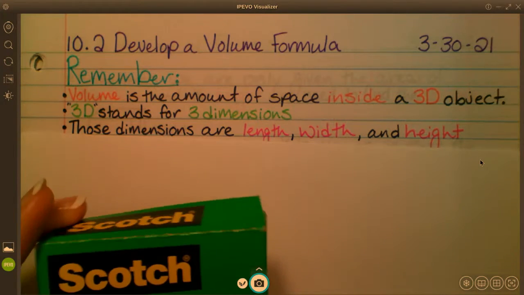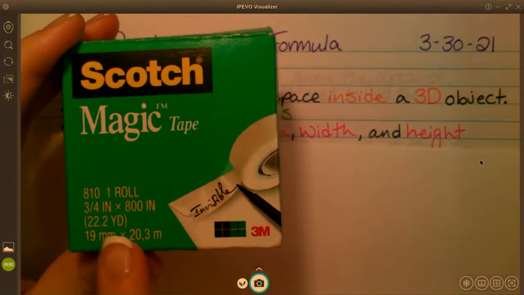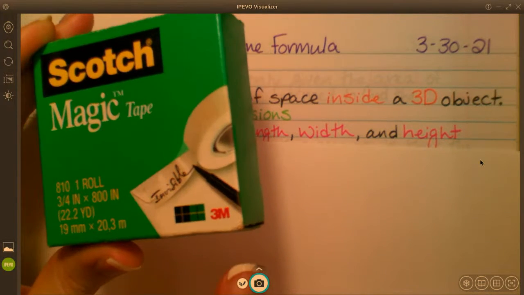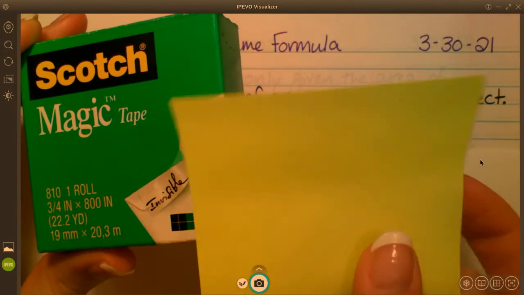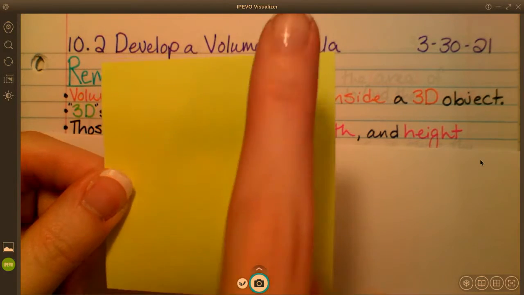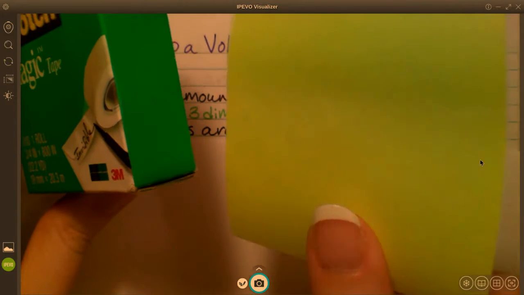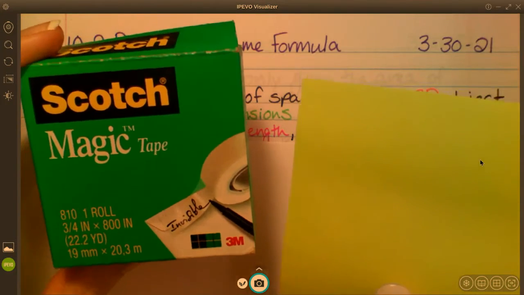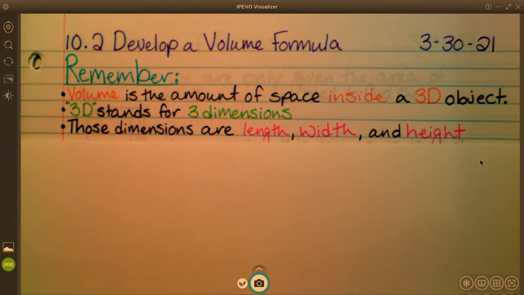If I look at my Scotch tape box again, it has 3 dimensions because I have the length left to right, I have the height top to bottom, but then I also have this 3rd dimension, that thickness, that width. Whereas my Post-it, it just has length and height, but there is no width to it. So 2D object in my Post-it, 3D object in my Scotch tape box. So those dimensions are length, width, and height.